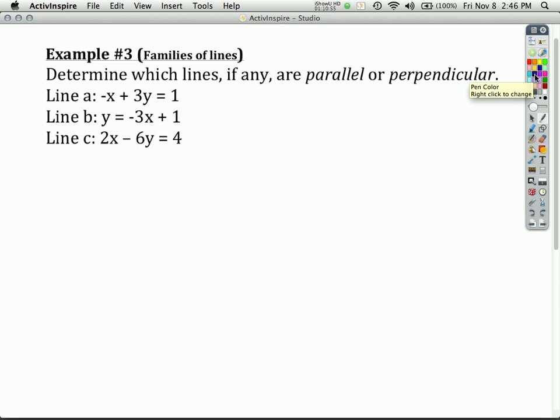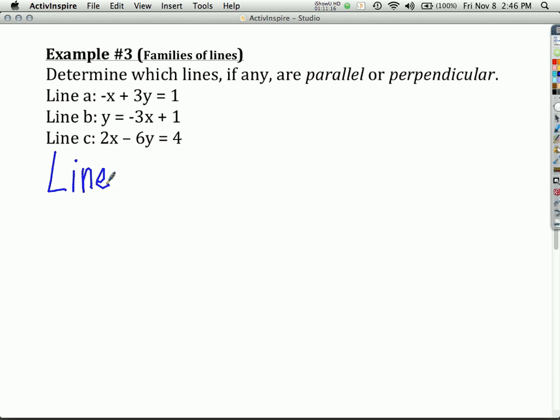Catalina told us a moment ago. Someone else can refresh. Should I call on you? Okay, go ahead. Yeah, if I can have the slope of A, the slope of B, and the slope of C, and look at them, I can tell you whether they're parallel, perpendicular, or nothing at all. So that's what we want.